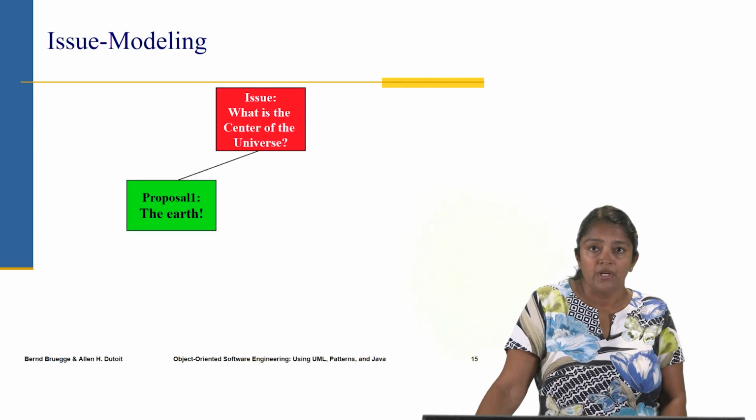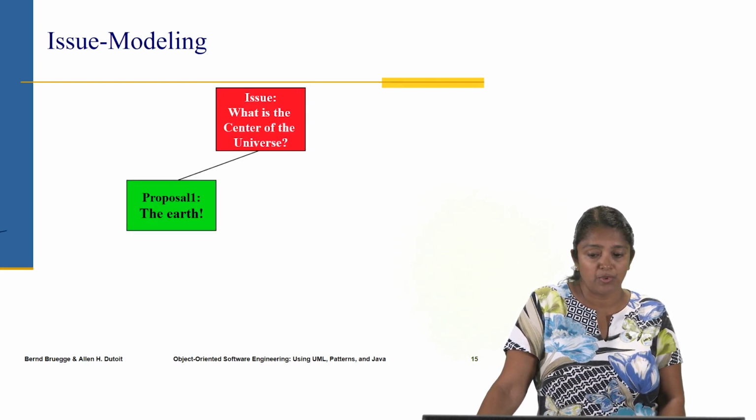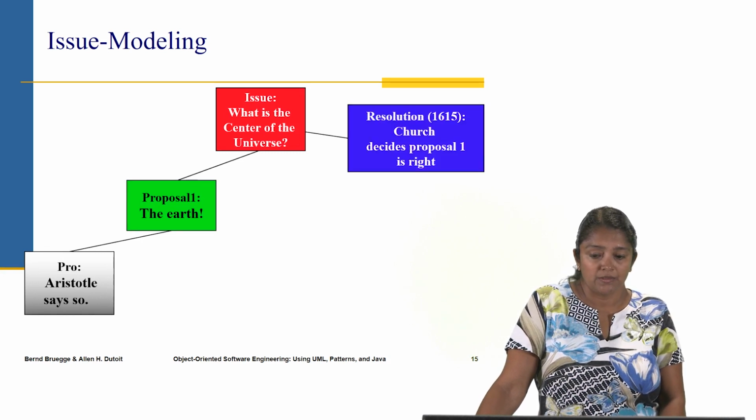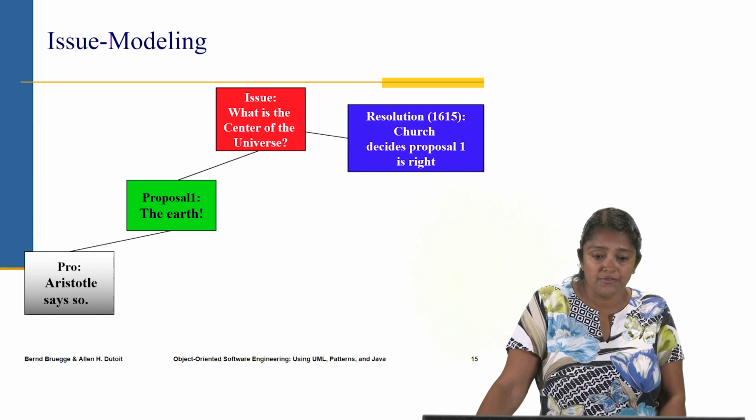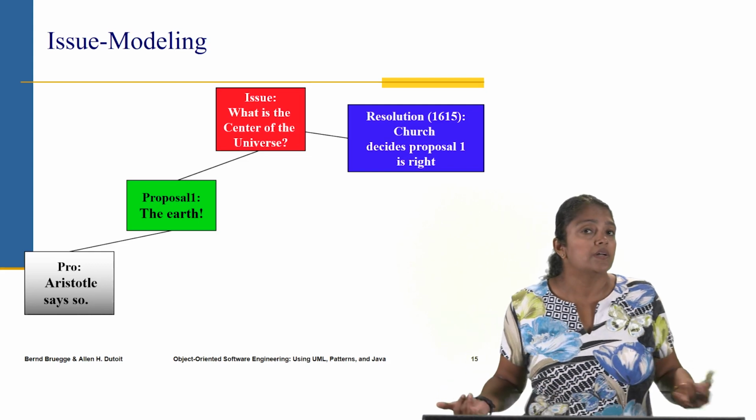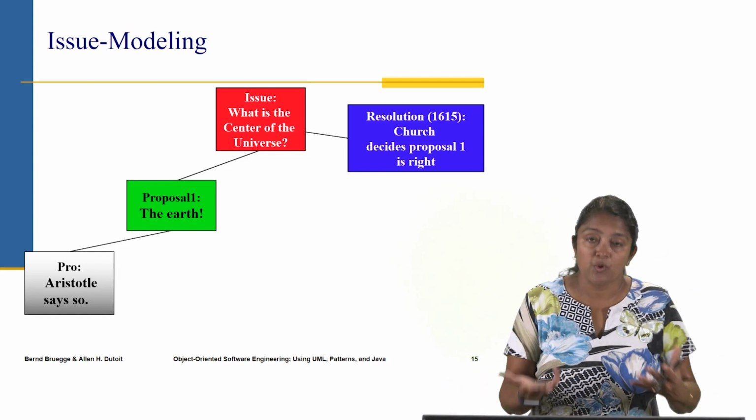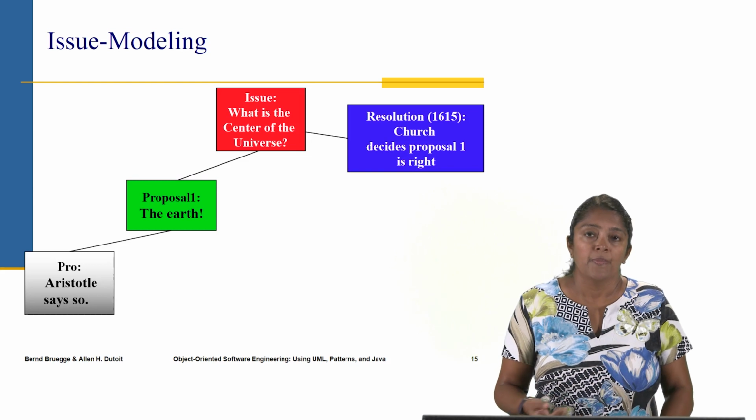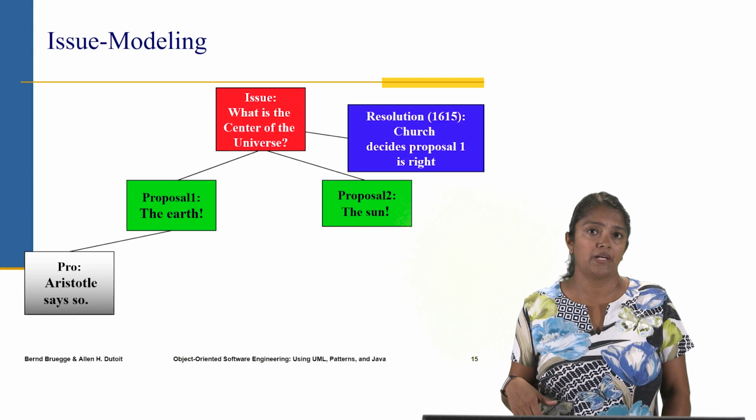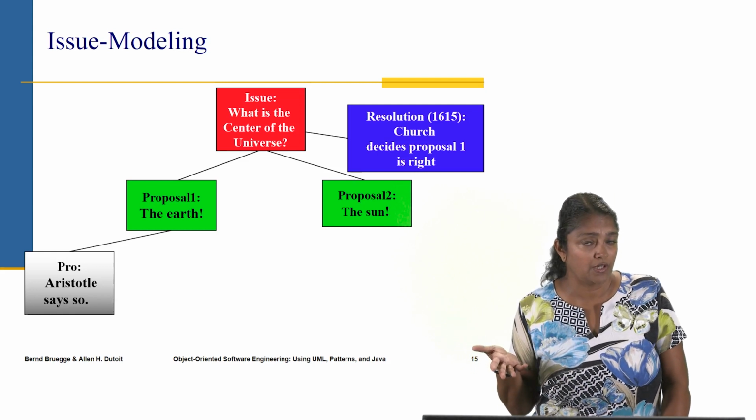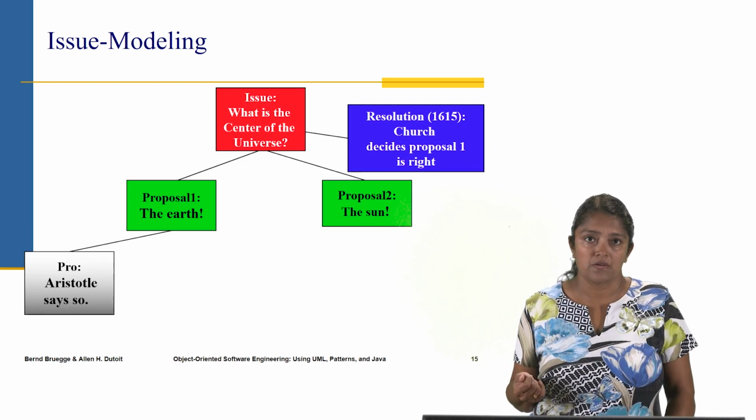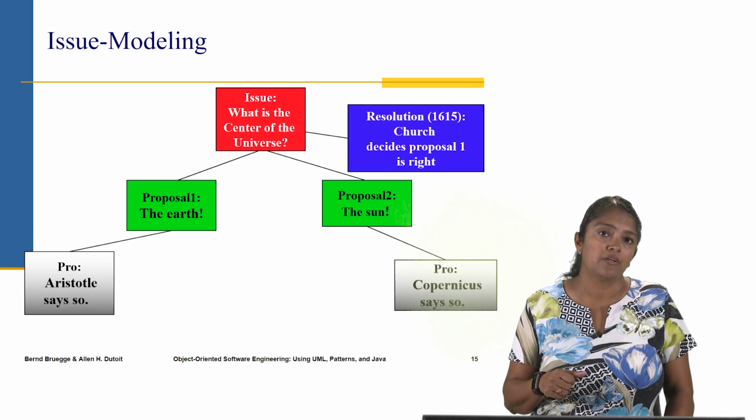So here's our issue: what's the center of the universe? Our first proposal is the Earth, and here are our reasons, our pros for it. Then in the year 1615, a resolution was made, based on the information we had at that point in time, that proposal 1 is the correct one, and we go with it. But later on, there was a new proposal, a second proposal, saying that the resolution that was chosen earlier is not right. The second proposal says that the sun is the center of the universe, and then we again have our supporting information for that.